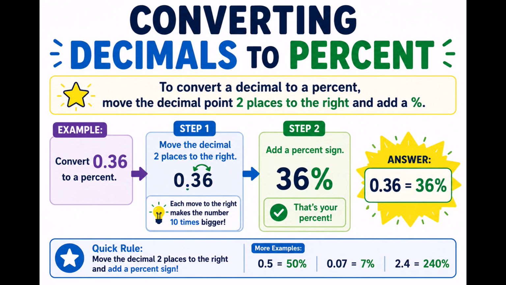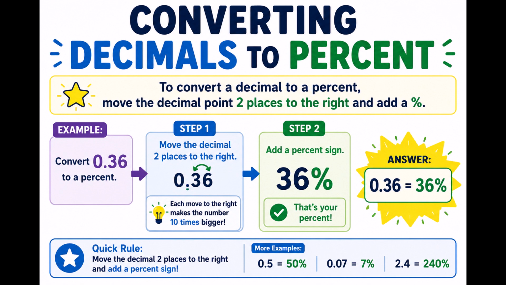All right, excellent job. See, it's not that hard. It's pretty simple when you think about it. Let's look at one more example. We're going to look at the quick rule at the bottom. Move the decimal 2 places to the right and add a percent sign. Let's look at that example all the way at the bottom of the screen, okay?